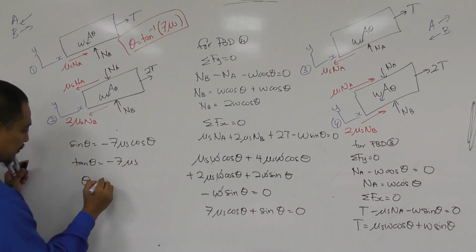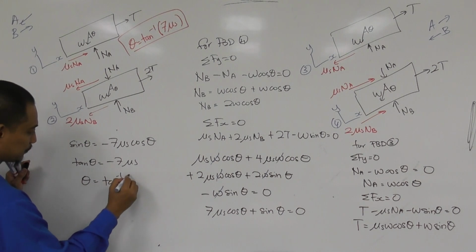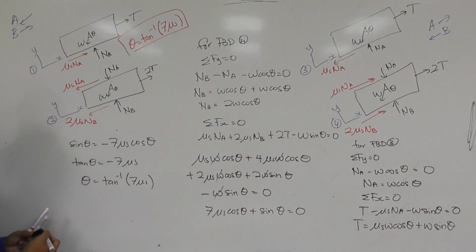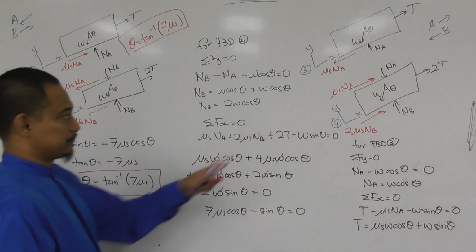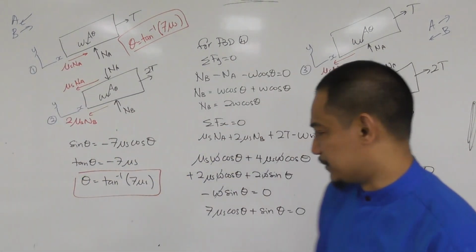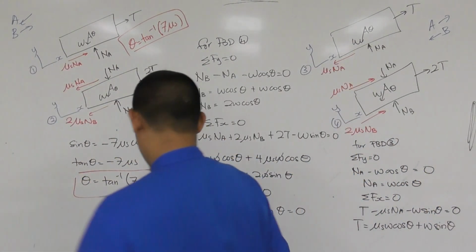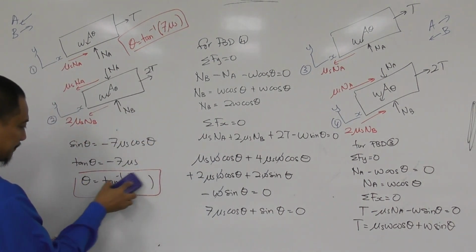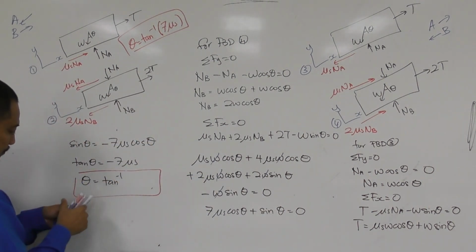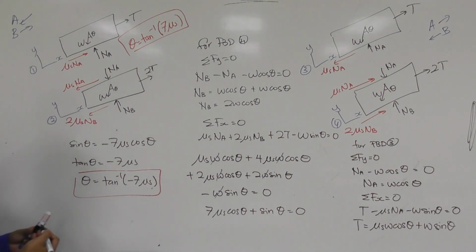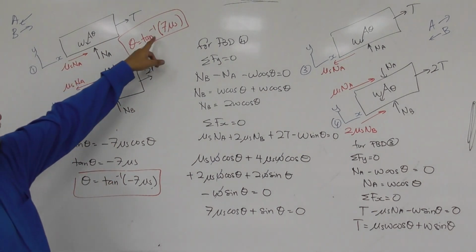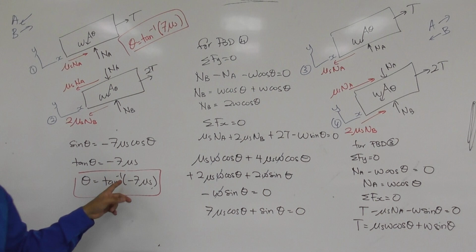So theta equal to tan inverse of 7 mu s. Right? So that is the answer for this one. But we have a negative here, right? Minus 7 mu s. So here you have theta equal to tan inverse of 7 mu s. Here tan inverse of minus 7 mu s.